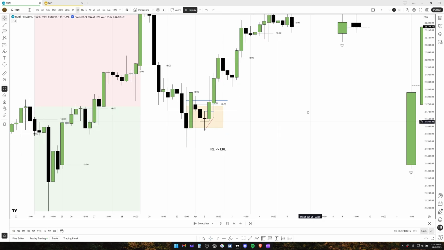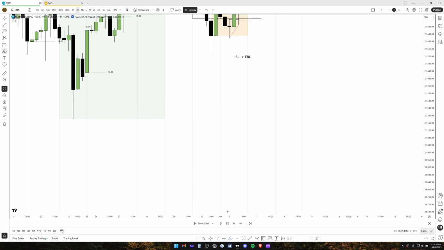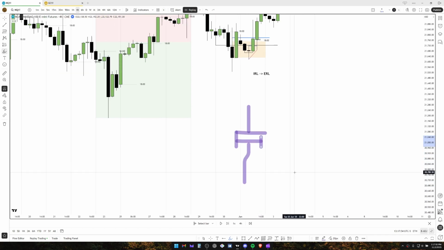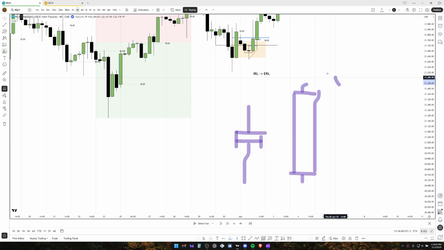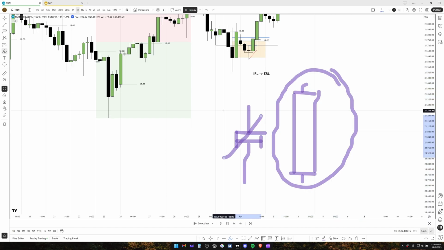There are 3 types of days that we're looking for, right? There are 3 types of candles that we see. We have indecision candles, which look like this. And then we have expansion candles, which look like this. We want to participate in these types of moves. We don't want to participate in these types of moves.